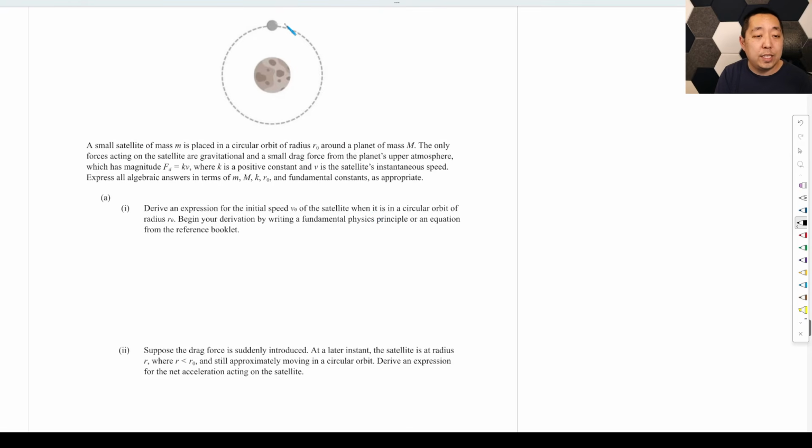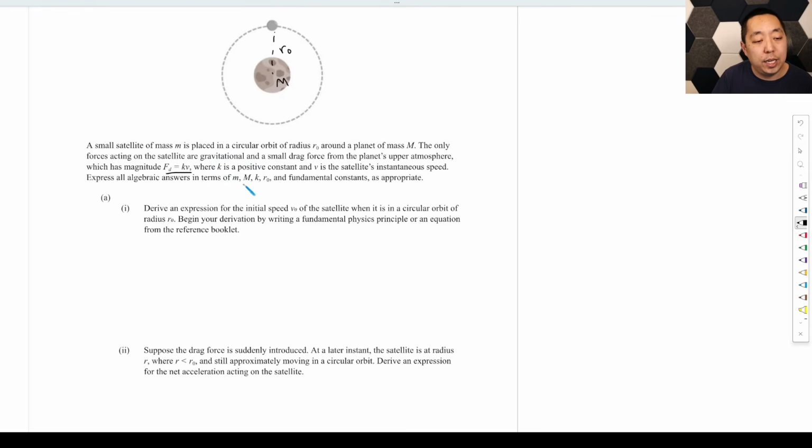So we have a small satellite of mass m placed in a circular orbit of radius r0 around a planet of big mass big M. The only forces acting on the satellite are gravitation and a small drag force from the planet's upper atmosphere. So a little bit tricky. We're going to throw in a drag force, which has a magnitude kv, where k is a positive constant and v is the satellite's instantaneous speed.